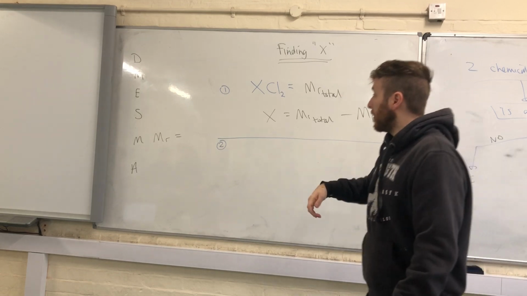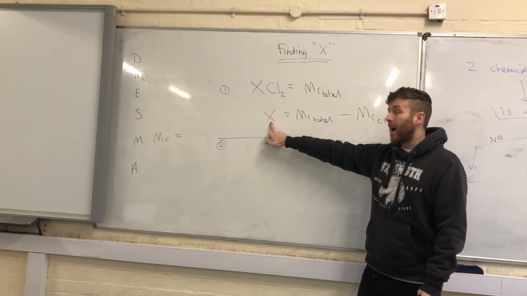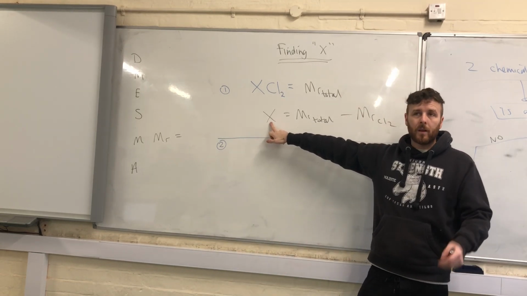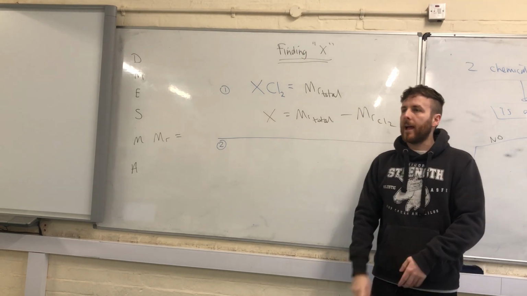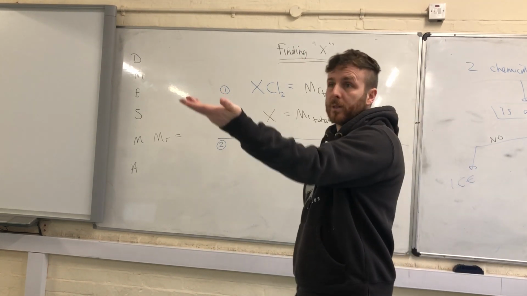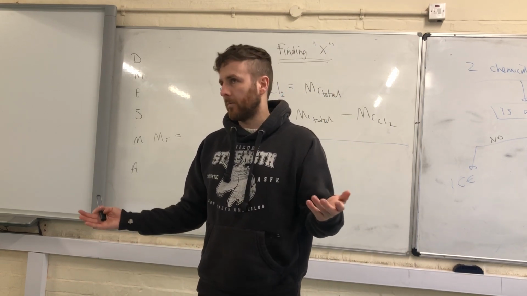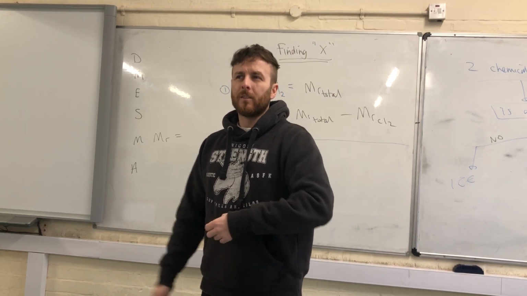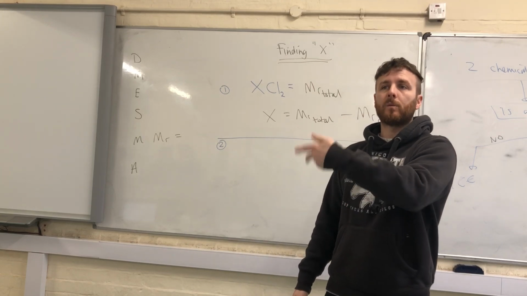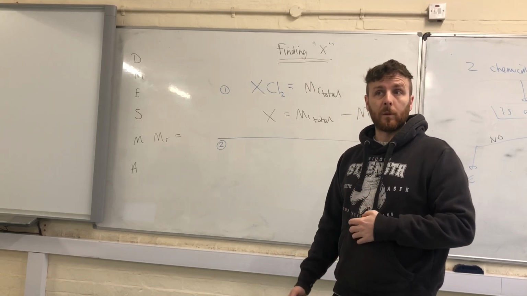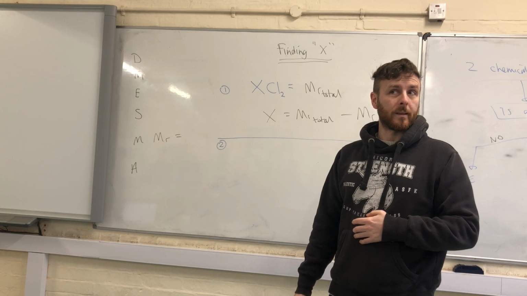Now be aware, because of experimental error, it might not fit exactly. So let's say, for example, X was carbon, right? So carbon should be 12. You might end up with 11.8, right? Because of experimental error. So just pick the most sensible answer from the periodic table. What do you think? Yeah.